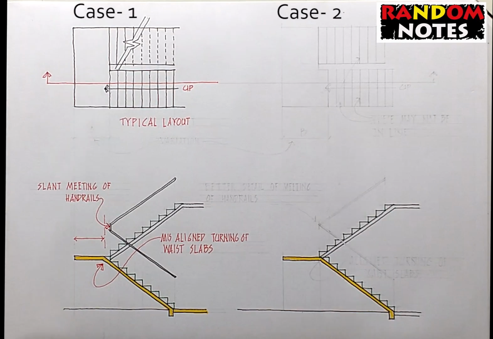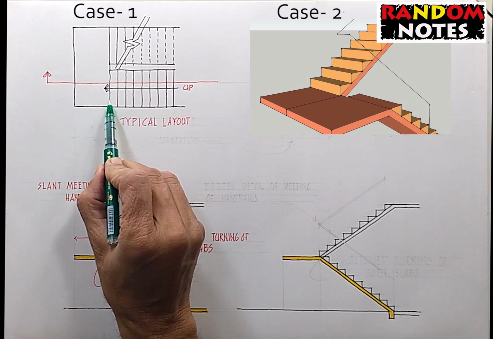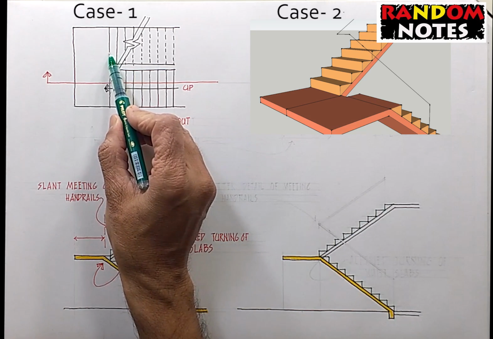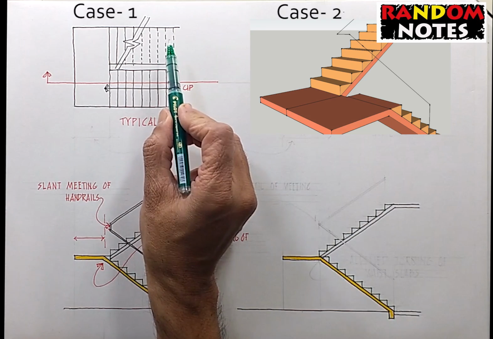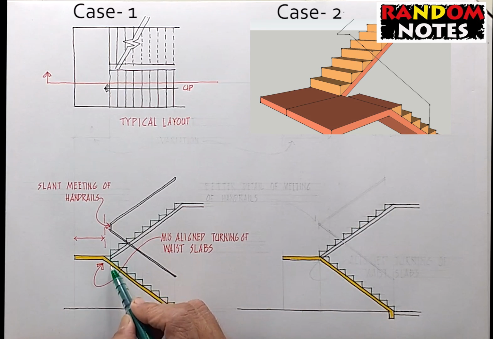Let us compare these two sections. In case 1, the two risers right next to the mid landing are in one line in plan. Whereas in case 2, this last riser of the first flight is shifted by approximately 1 tread in comparison to the first riser of the second flight. Thus we can see in the two cases that there is a difference in the alignment of the risers.